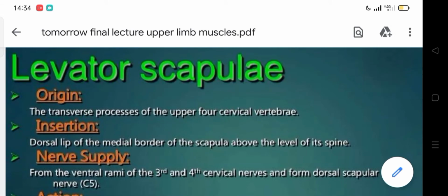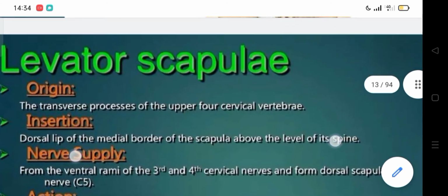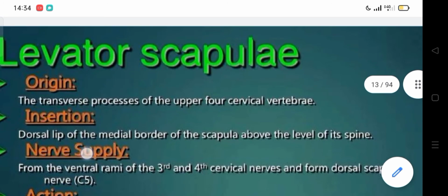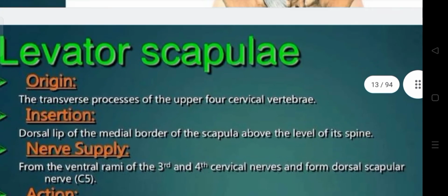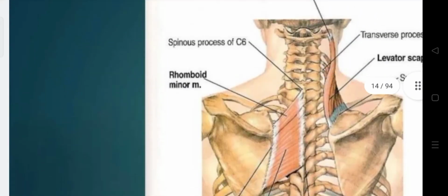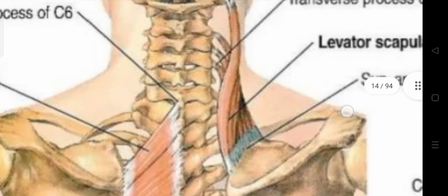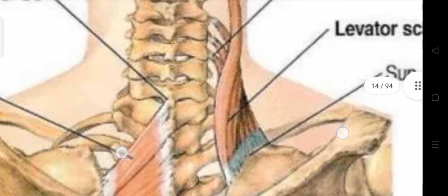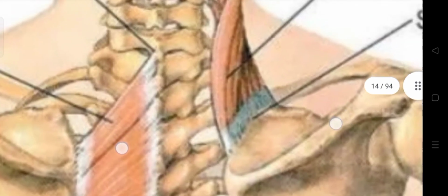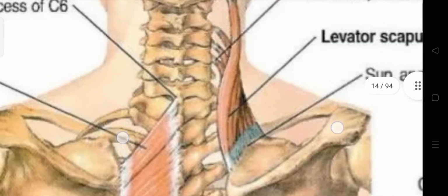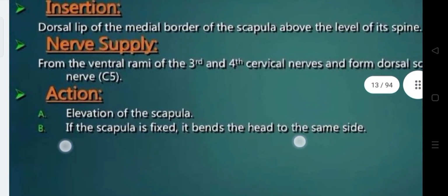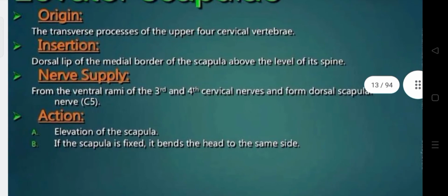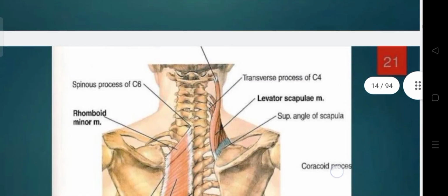So the next muscle is the levator scapulae. It originates from the transverse process of the upper four cervical vertebra and is inserted into the dorsal lip of the medial border of the scapula above the level of the spine. So here is its picture. In the zoomed out view, you can clearly see its origin, and it's inserted into the dorsal lip of the medial border of the scapula above the level of its spine. In the zoomed view, you can see this.